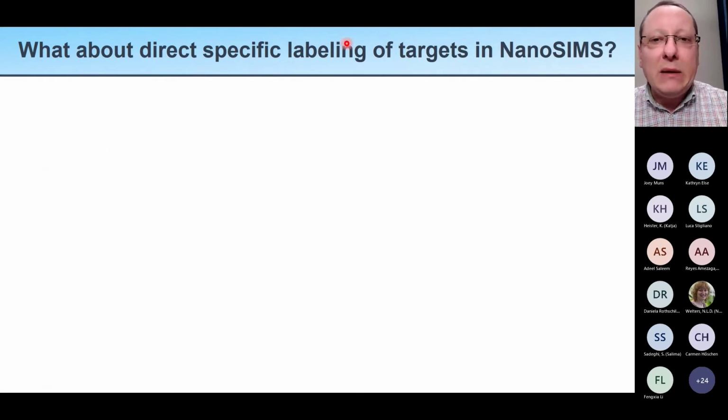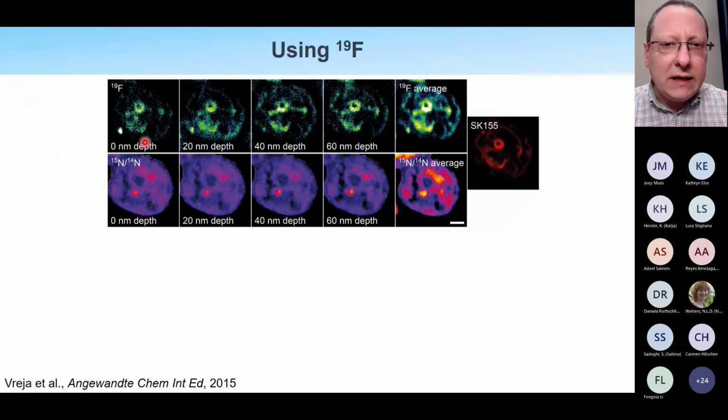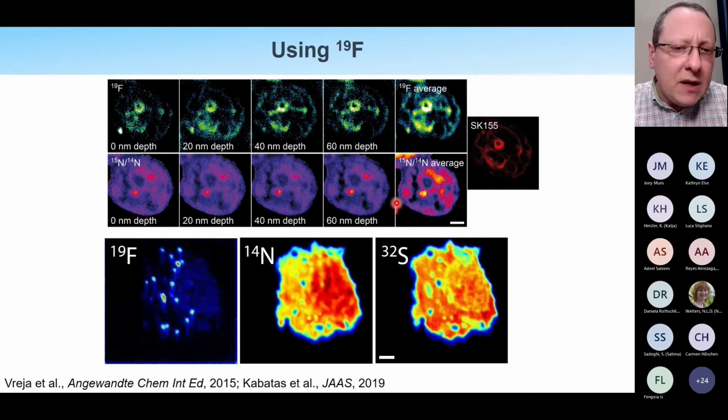So what about labeling your target specifically in NanoSIMS? We did do some work over that. Initially we made some molecules that carry fluorine, and then you can put them onto your, in this case, endoplasmic reticulum, and then you can see the stuff directly labeled in NanoSIMS, which allows you quite a nice correlation to, for example, the turnover of proteins with, again, an amino acid carrying N15.